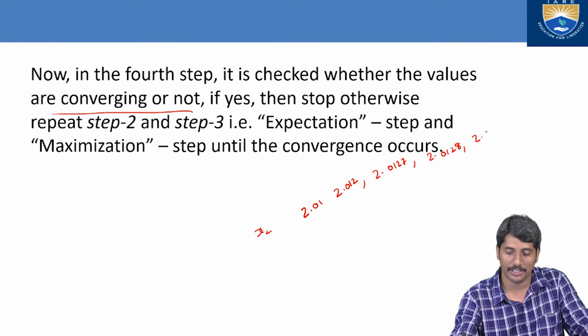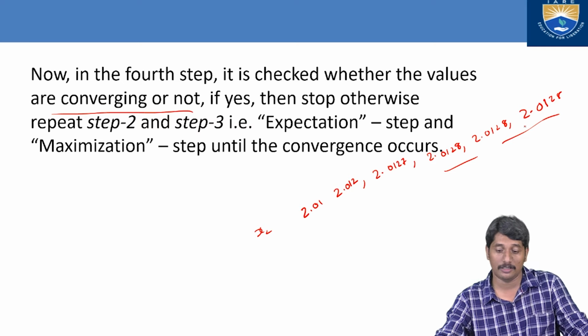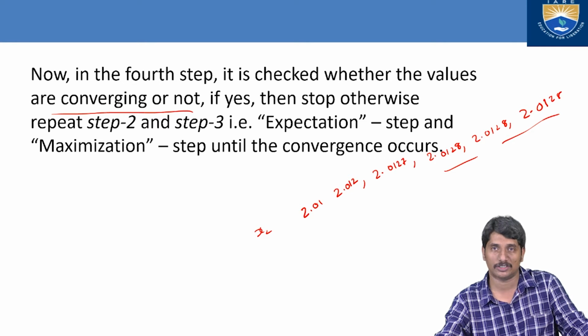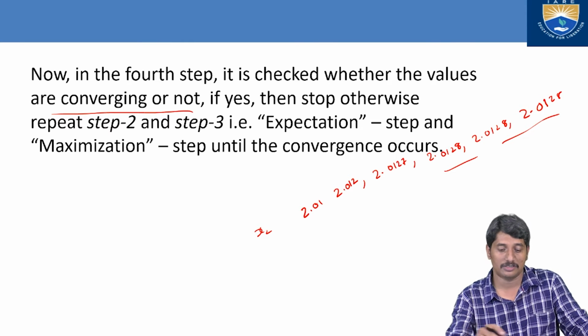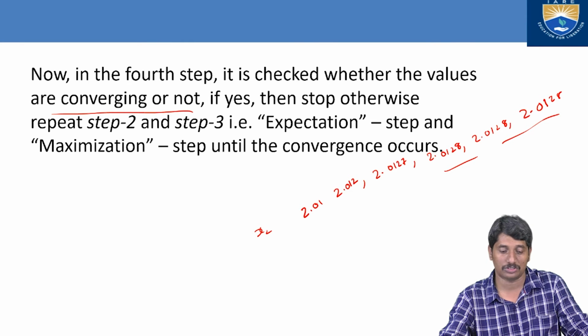Next iteration, again, it repeated 0.128. Next iteration, also repeated 0.128. That means you are saturated. There is no improvement. That means you have reached the maximum possible iteration. Then you will stop the process. That's what these lines are meaning to tell. This is the fourth step of the algorithm.